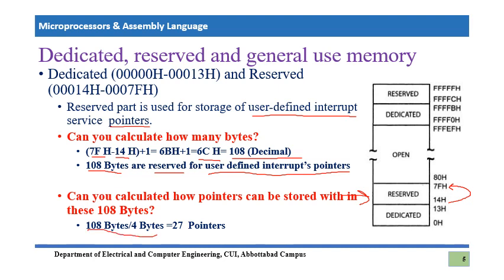We just have to divide 108 bytes by 4 bytes, because one pointer means how many bytes? 4 bytes. So we divide 108 bytes by 4 bytes, and it becomes 27 pointers. So there can be at maximum 27 pointers stored in the reserved part for user defined interrupts. This also sets the limit for the user defined interrupts in the 8086 or 8088 microprocessor, but we are going to talk about them once we deal with the advanced topics.